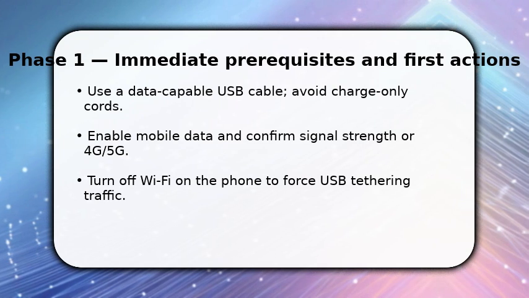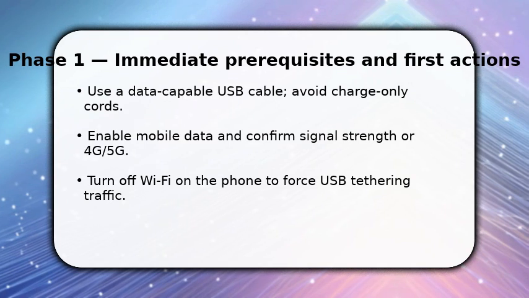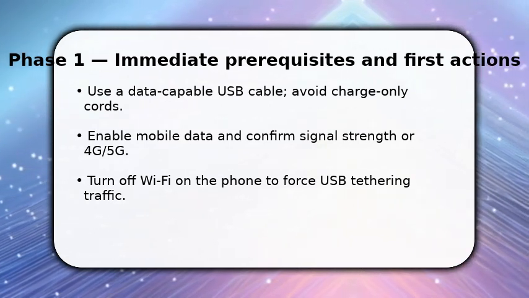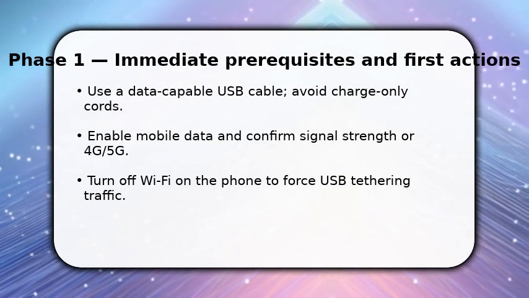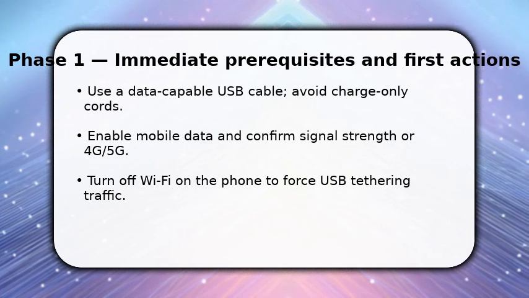Once done, open Settings and locate the Tethering or Hotspot section. This is often under Connections or Network. Make sure phone Wi-Fi is off to avoid routing issues, and make a note of any carrier warnings or limits before you enable USB tethering.